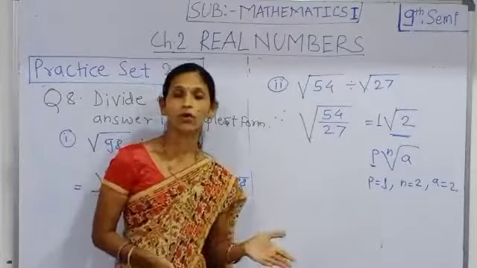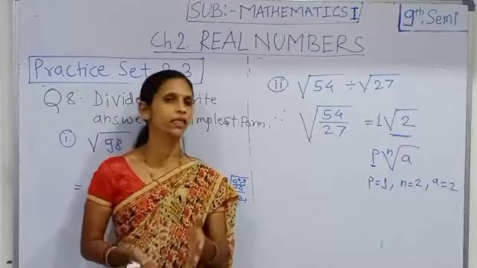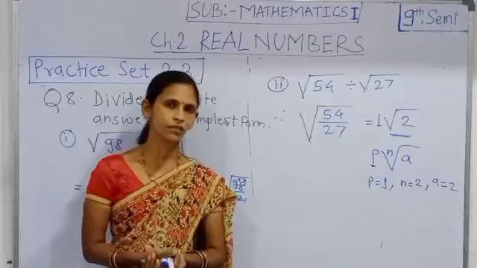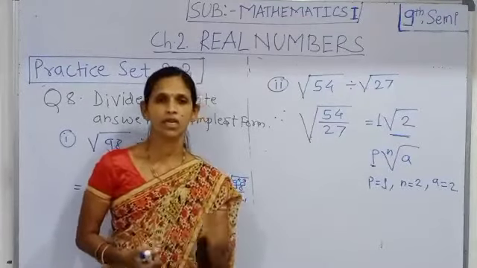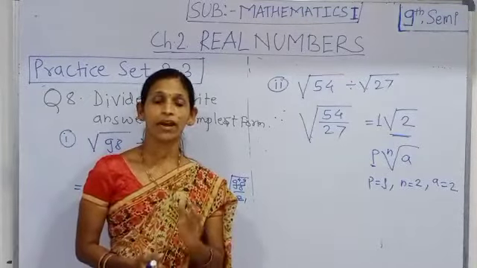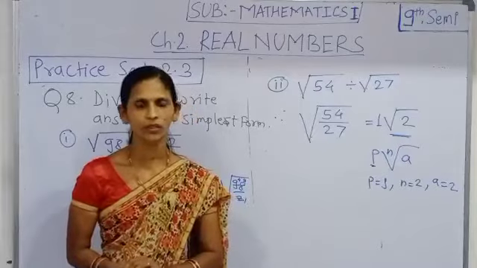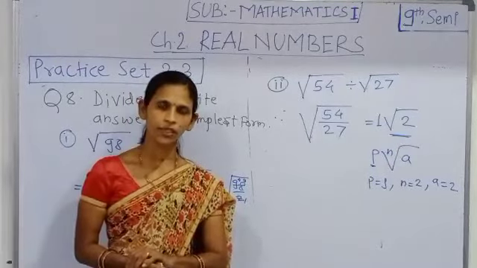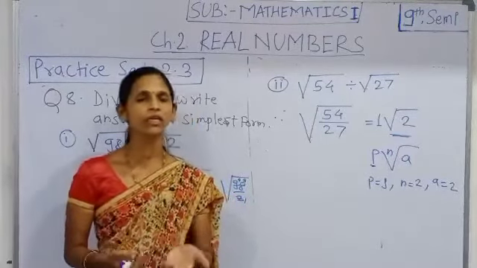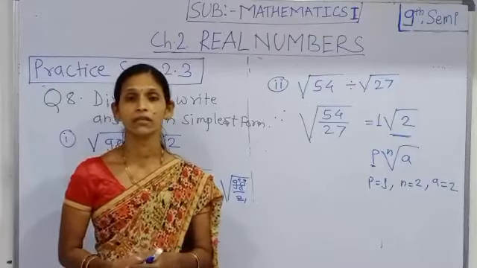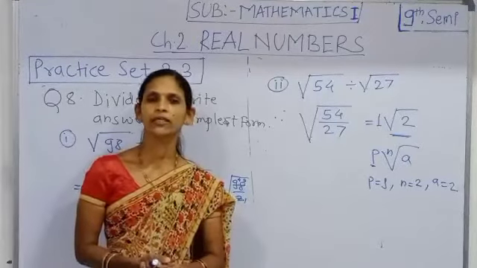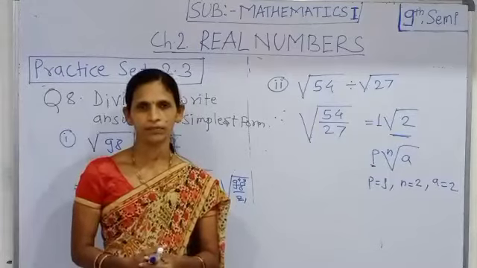That is about the examples given in practice set 2.3. A few more concepts are related to the surd. One more concept related to the surd is rationalization of the denominator of the surd. The examples based on those concepts we will solve in the next lecture. Solve the examples from practice set 2.3. Thank you.